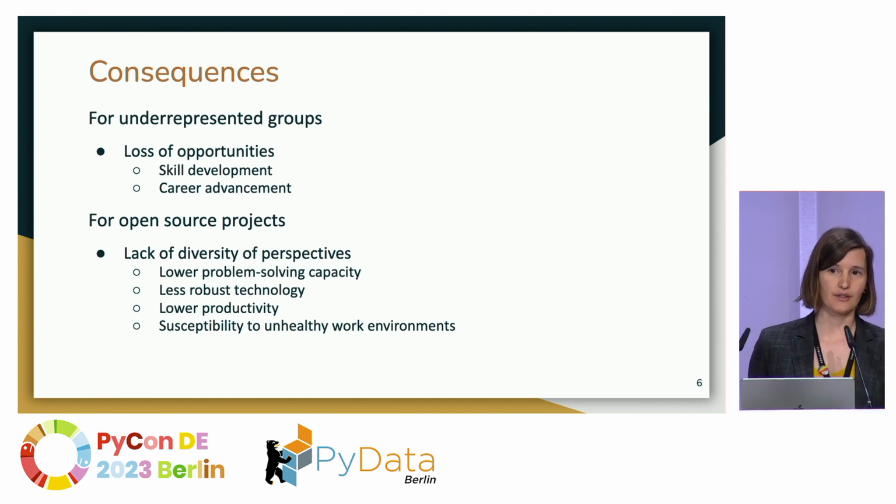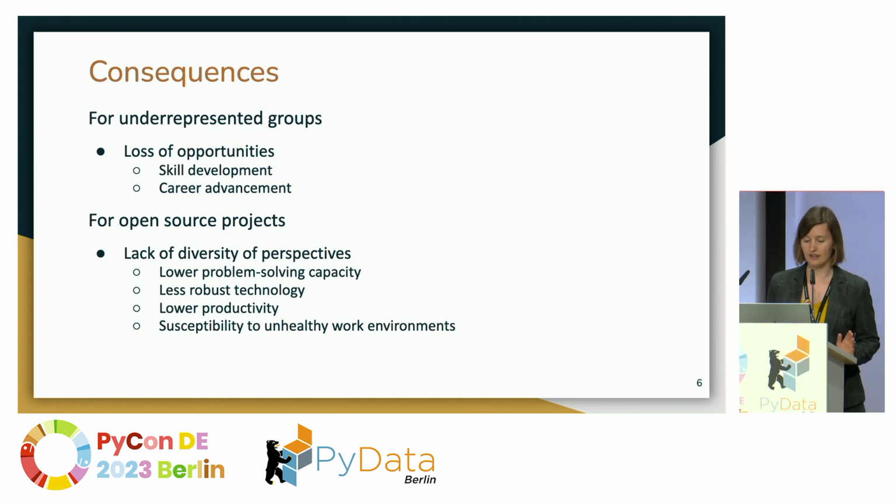So in summary, diversity means resilience. If you have low diversity on your open source project, it means that it has a reduced ability to adapt to change. So if you are running an open source project and you want it to be successful in the long run, you better have good diversity.